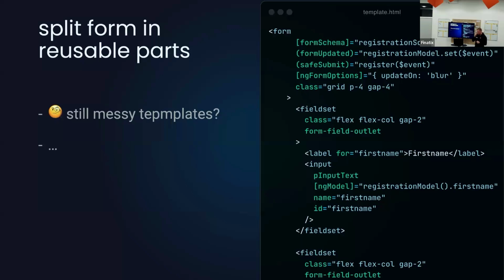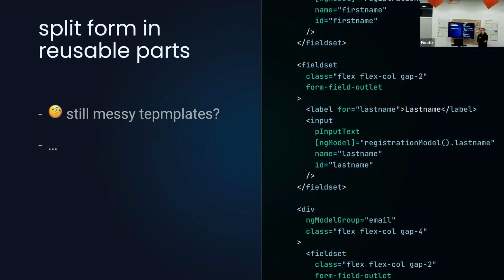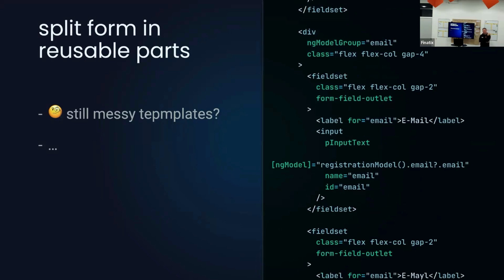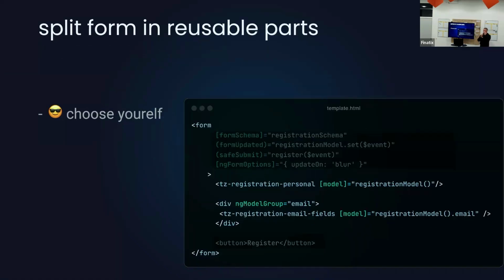And now you may ask if we still have those messy templates I was talking about at the beginning of the talk, because you still have all those building blocks of the router outlet, sorry, not the router outlet, but the form field outlet. You have to come up with your field sets and so on and so forth. But the good news is it's very easy to extract all of your form aspects into other components, into nested components.